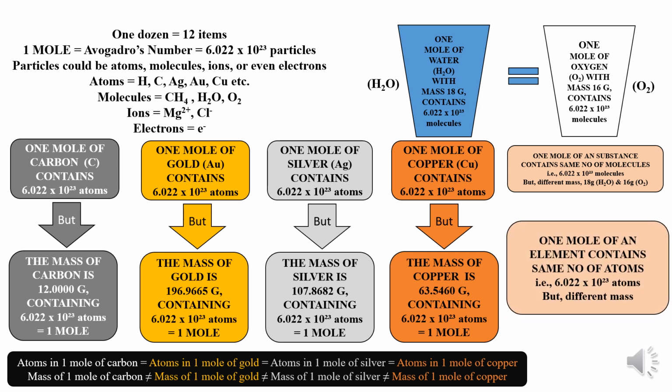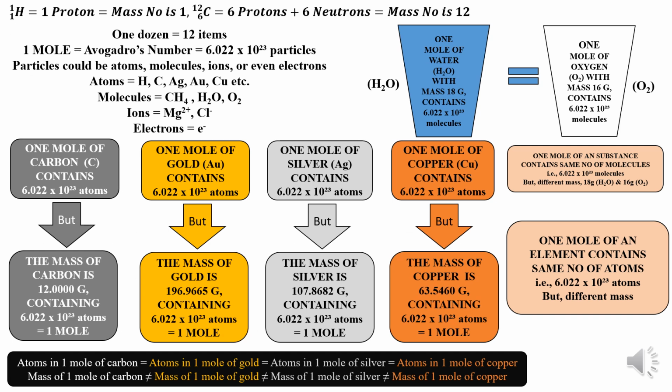So what is the key takeaway from the discussion so far? 1 mole of an element contains the same number of atoms, that is Avogadro number of atoms, but different mass. And this variation in mass is due to variation in the number of protons in the respective atom or the element of interest. Like in case of proton, it has mass number of 1. In case of carbon, it has mass number of 12.